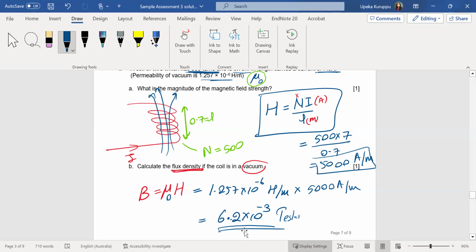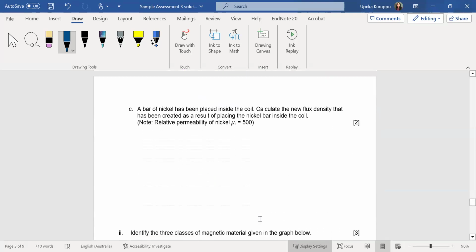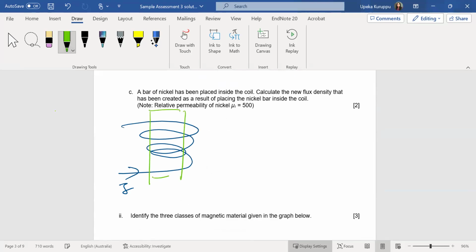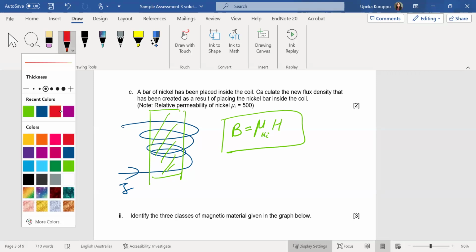Okay, now what do they say in the next part? Above nickel. So you have your current carrying coil here. We are going to do this in the practical next week. So we are putting a nickel bar here. Now in the nickel bar, there is an induced magnetic field, the same B. Instead of vacuum, now you have nickel here, isn't it? So permeability of nickel times the H. They haven't given us the permeability of nickel in the question, but they have given us relative permeability.